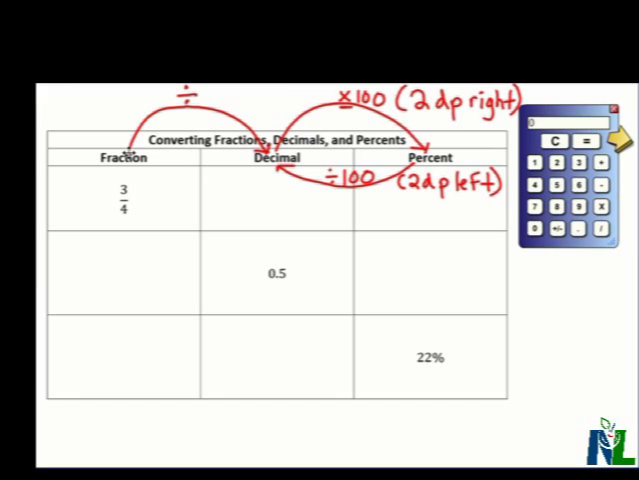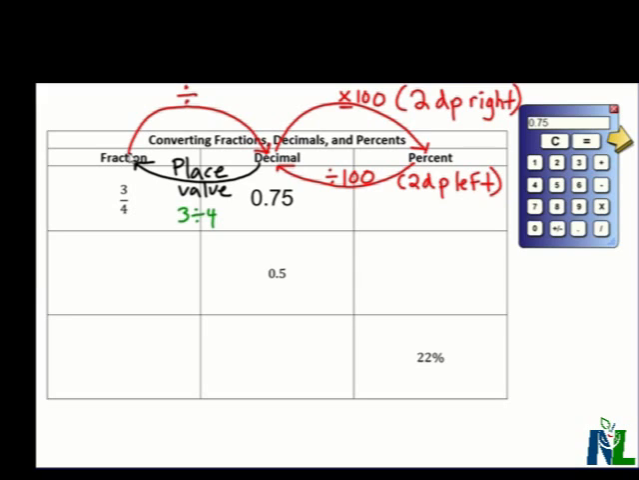But from a decimal to a fraction, it's a little bit different. We need to look at place value and put our fraction in the lowest terms. So if we start with 3/4, if we divide 3 divided by 4 on our calculator, we get 0.75, which is our decimal.